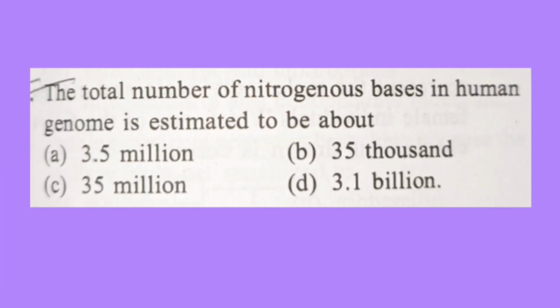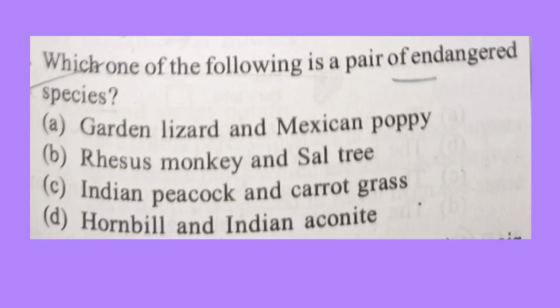And the next question is, the total number of nitrogenous bases in the human genome is estimated to be about? So the correct answer is option D, 3.1 billion. One of the following is a pair of endangered species. So the correct answer is option D, hornbill and Indian aconite.